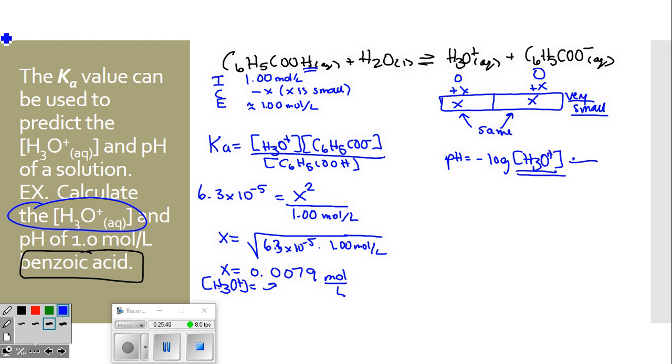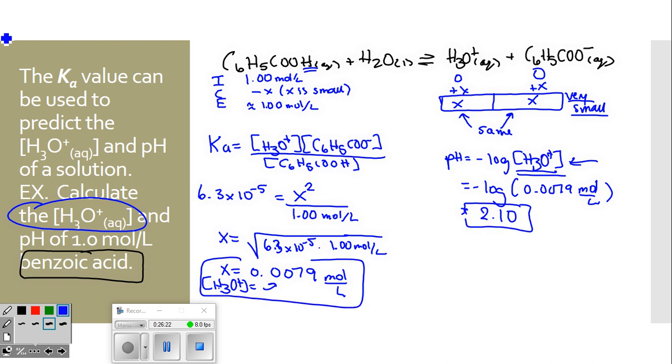It's really important that you know that the concentration of hydronium and the concentration of the acid probably aren't the same. If I was making a diploma exam, I wouldn't ask you to calculate the pH of a strong acid because you don't have to do any work. Negative log of the number, boom, you're done. There's nothing to it. If we ask you to calculate the pH of a solution of a weak acid, you've got to go through the steps and find the concentration with the K value. So here, negative log of our 0.0079 moles per liter tells us that the pH is 2.10. So here are my two answers using my Ka value.